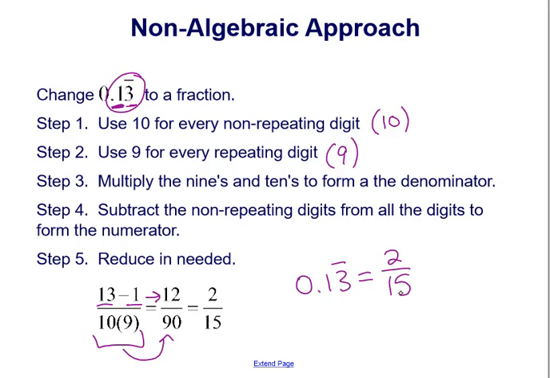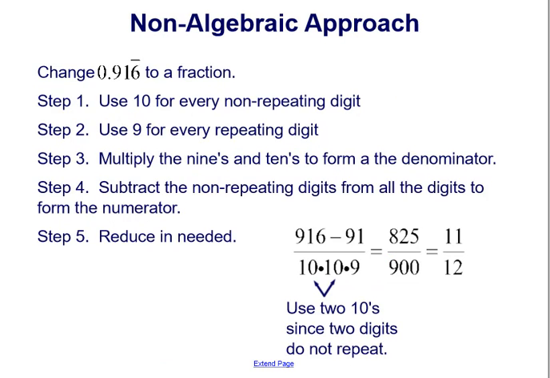Let's look at one more example where we have more than one digit that is not repeating, just to show you how the denominator would change a little bit. So step 1, we're using a 10 for every non-repeating digit. If we're changing, for example, the decimal 0.916 repeating, we have 2 non-repeating digits. So we're going to use two 10s as factors in the denominator. Now, we still only have one repeating digit, the 6, so we're only going to have one 9 in the denominator as a factor. So the denominator will be 10 times 10 times 9, which gives us 900.